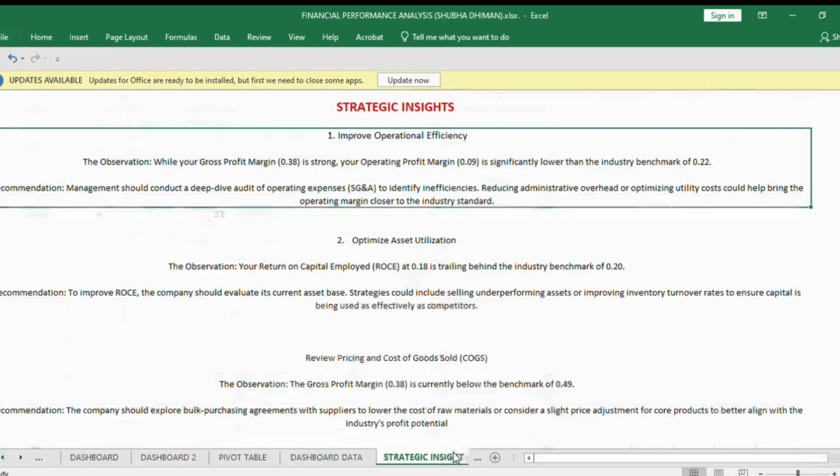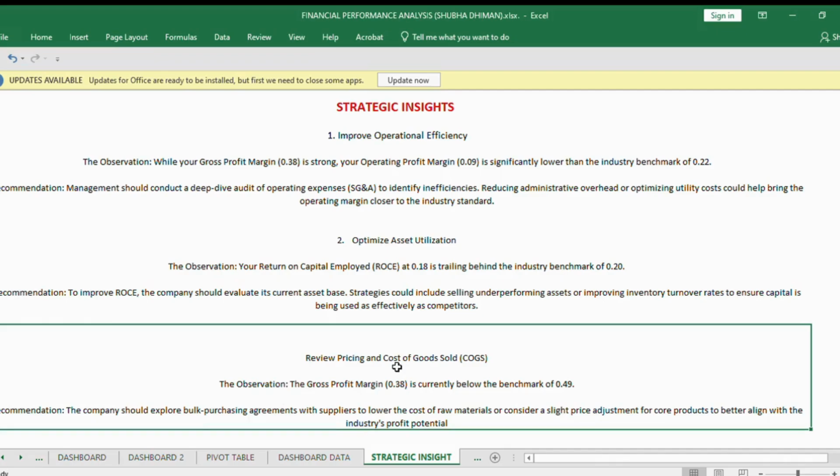Now, let's move to my strategic insights tab. Looking at my strategic insights, I identified 3 key needs. Improve operational efficiency: our operating margin is 0.09, which is 13% below the industry benchmark of 0.22. Optimize assets: the ROCE, return on capital employed, of 0.18 trails the industry standard of 0.20, suggesting we need better inventory turnover.